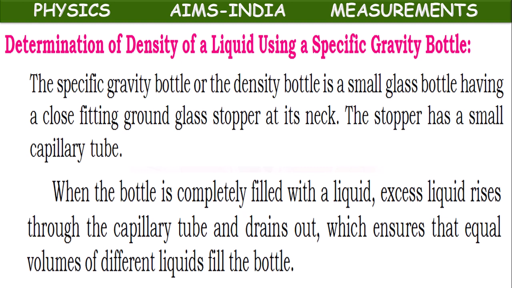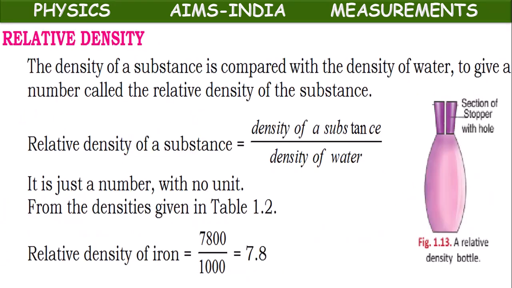Next, determination of density of a liquid using a specific gravity bottle. So the density of a liquid we have to find by using a specific gravity bottle. How to find that, we have to see once. So this is the specific gravity bottle, children, or we call it a relative density bottle.